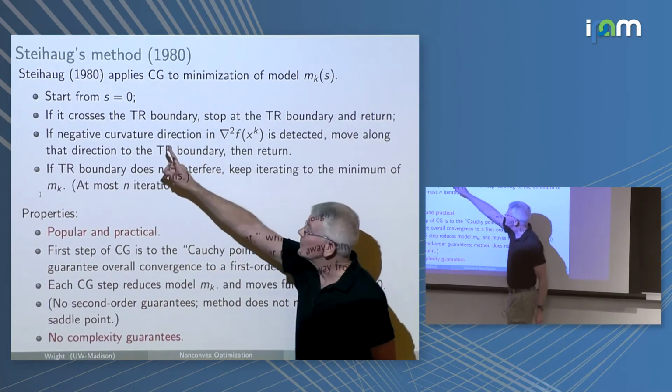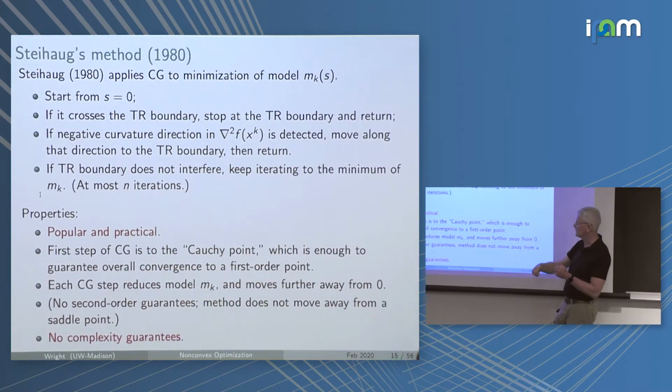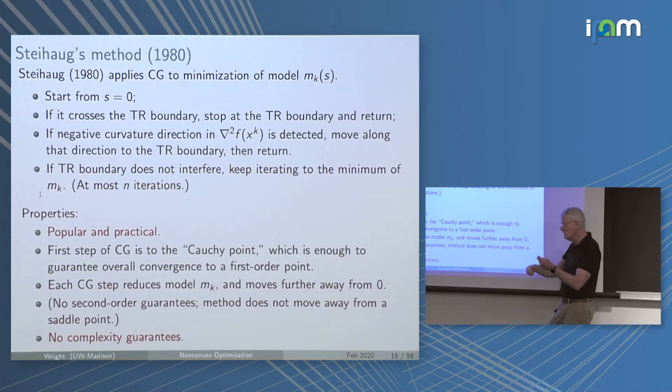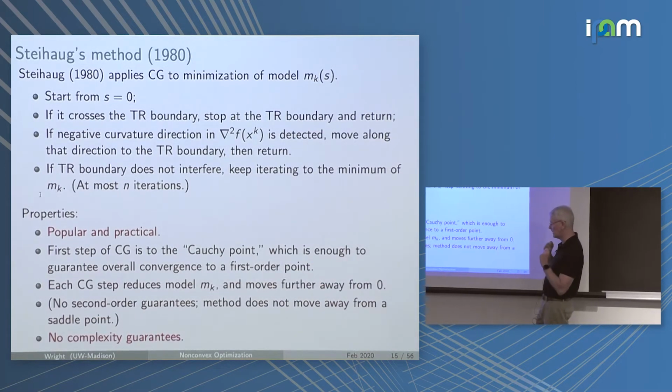If your initial guess is 0, you can show that the very first step of conjugate gradient takes you to what's called the Cauchy point. That is the minimizing value of the quadratic model along the negative gradient direction of f. And that's all you need to guarantee that limit points are first order.